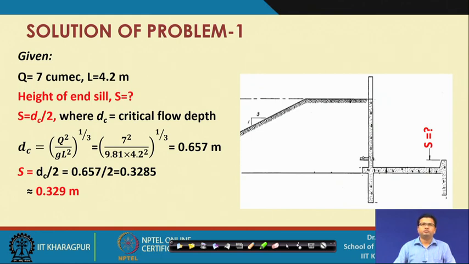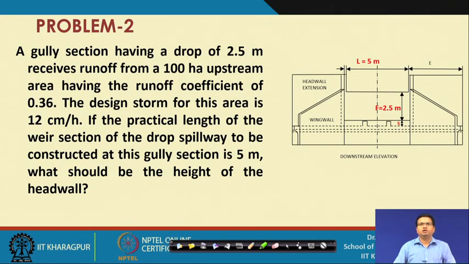Okay, so this is a typical question on the design of end sill, if you know the design discharge. Now, coming to the second problem, you have already solved similar type of problems. The question is that a gully section having a drop of 2.5 meter receives runoff from a 100 hectare upstream area having the runoff coefficient of 0.36. So, here the gully section is having a drop. Drop means that is your F. F equal to 2.5 meter as shown in this figure.